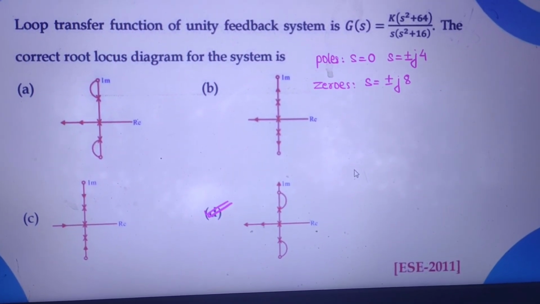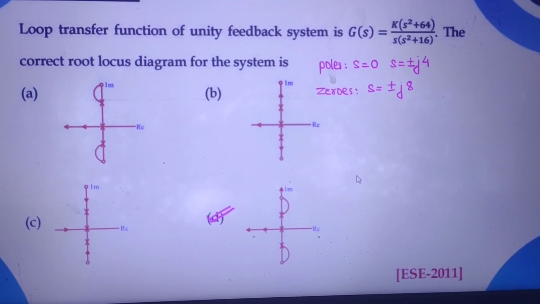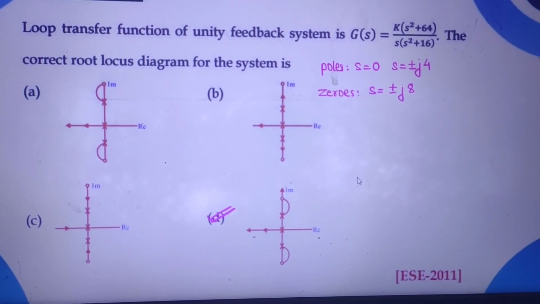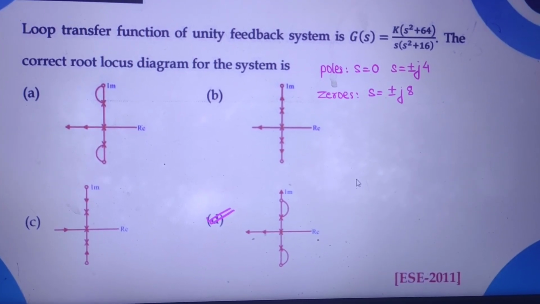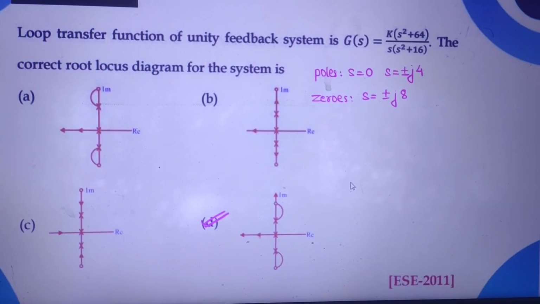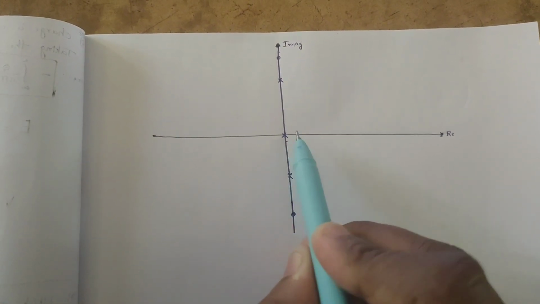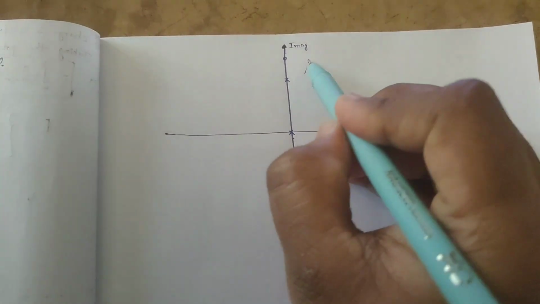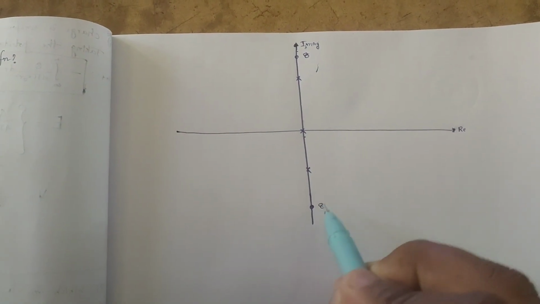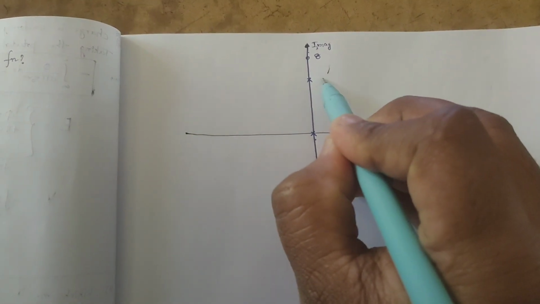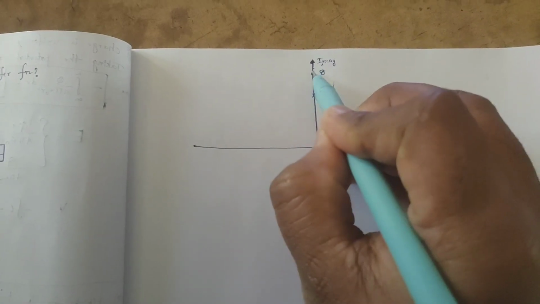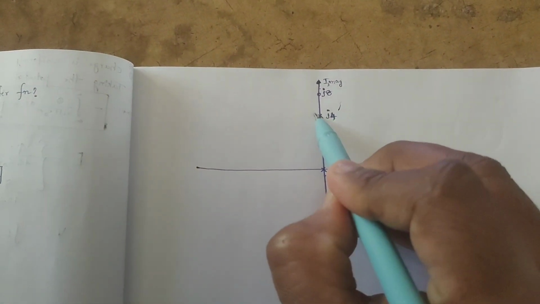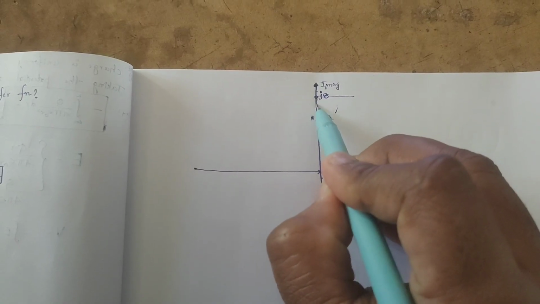The open loop transfer function of a unity feedback control system is given as G(s) is equal to K into (s square plus 64) divided by s into (s square plus 16). He is asking to find the root locus diagram. Here the poles are at s equal to 0 and s equal to plus or minus j4, and zeros are at s equal to plus or minus j8. This is j8, this is j4, this is j4, and this is j8, and this is the point of interest. So I'll connect this to all the points.